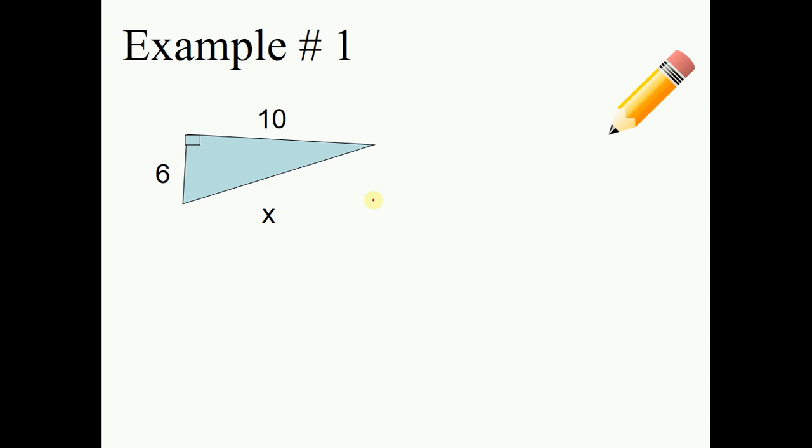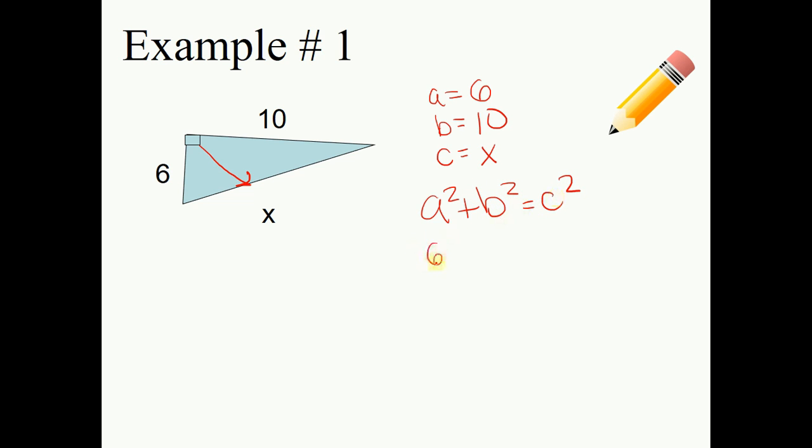Let's try the first example here. So I got A, B, and C. Let's figure out what those guys are. Especially C is the most important. So A, it looks like we have a 6 here. B is 10. C, across from the right angle, is x. So let's go ahead and plug that in. A squared plus b squared equals c squared. So I got 6 squared plus 10 squared equals x squared. So that's just me substituting A, B, and C into the Pythagorean theorem.